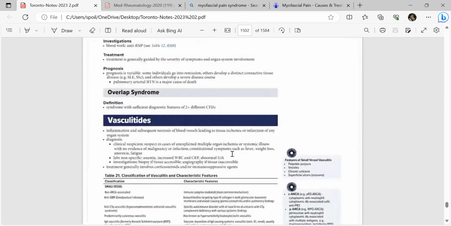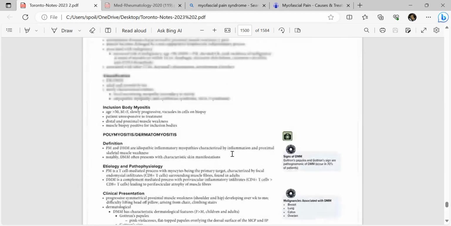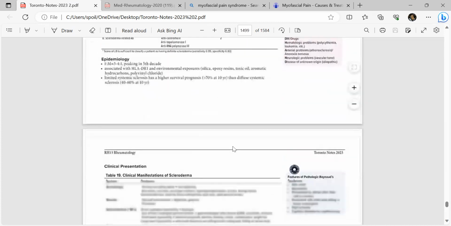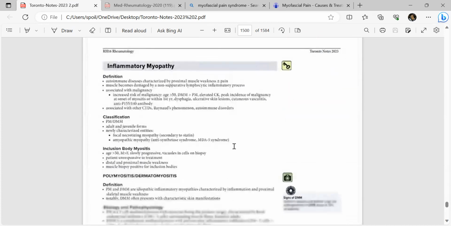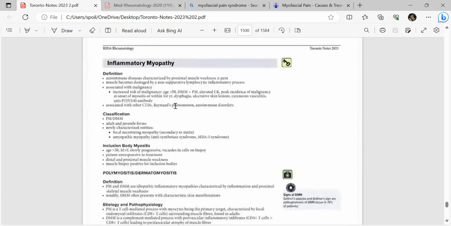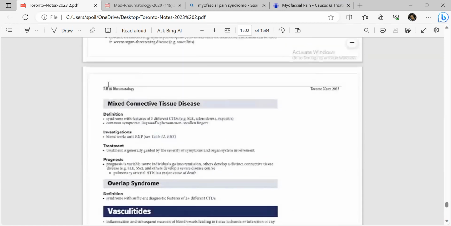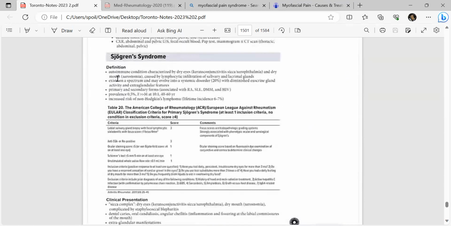We have done this. The scleroderma we have done. Okay, we will do just the inflammatory myopathy. Okay, it's the Sjogren syndrome. Okay, we will do this first, then we will go on.